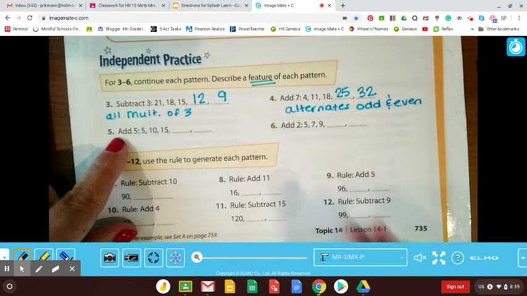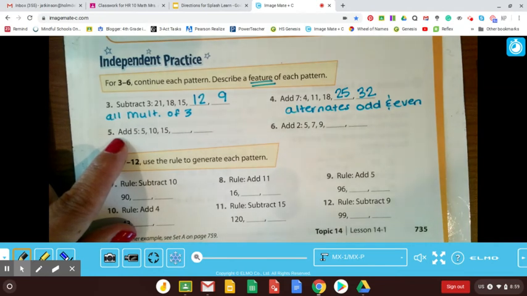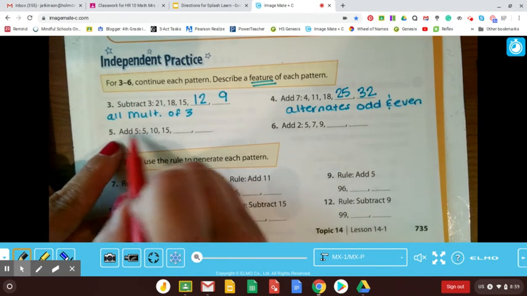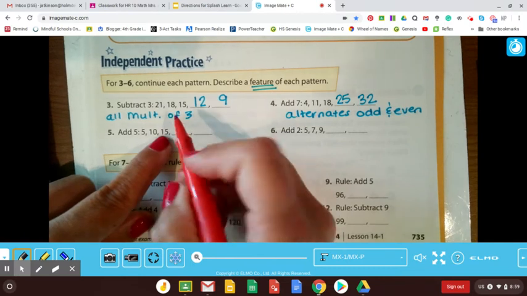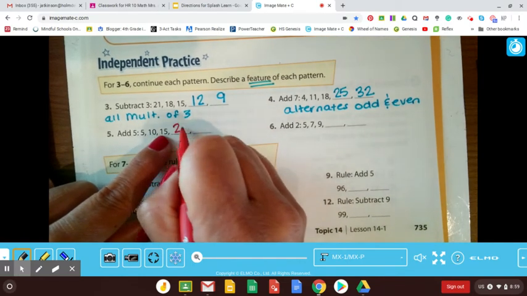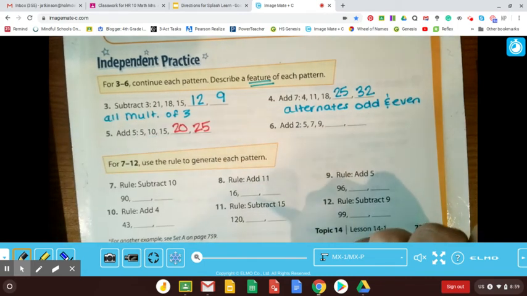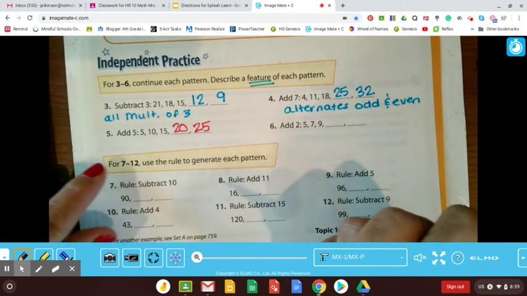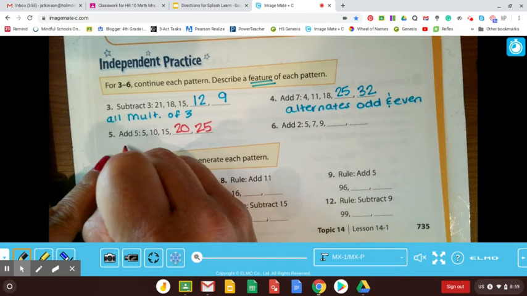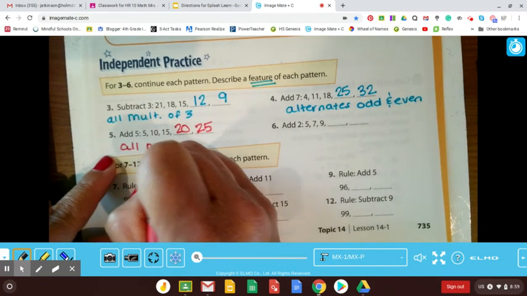All right, let's go down. So our next one is add 5. So that's our rule, add 5. So 5, 10, 15. Oh, this is an easy one. 20, 25. We learned how to skip count when we were in like first or second grade. That's a pattern. And what is a feature? Oh, they're all multiples of 5.